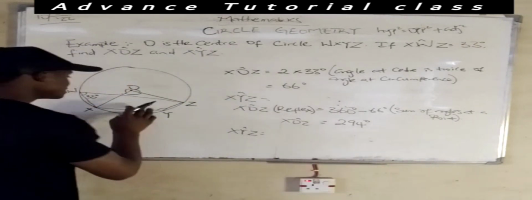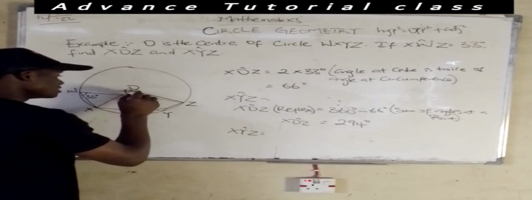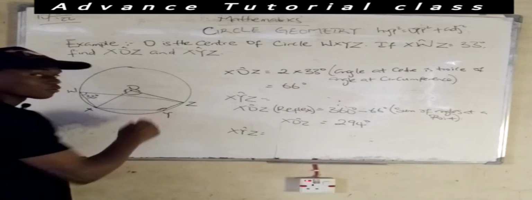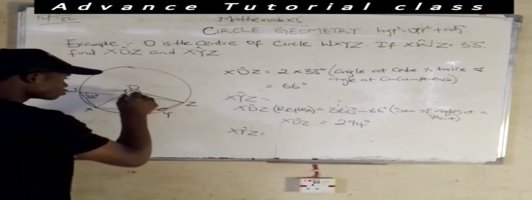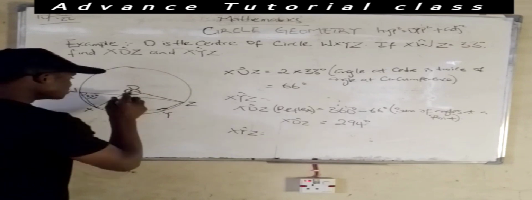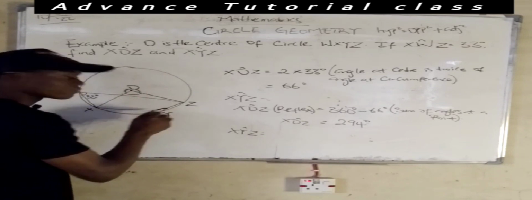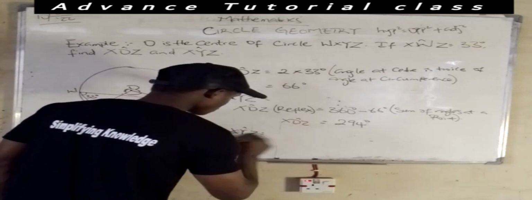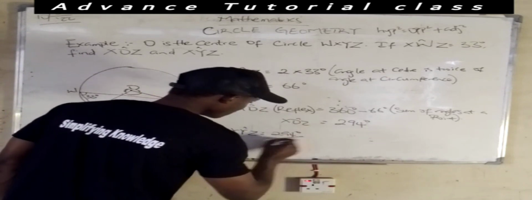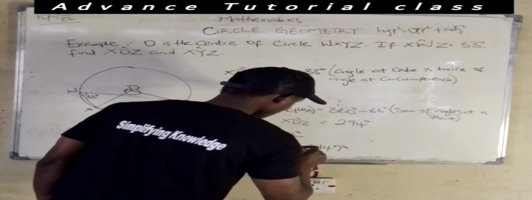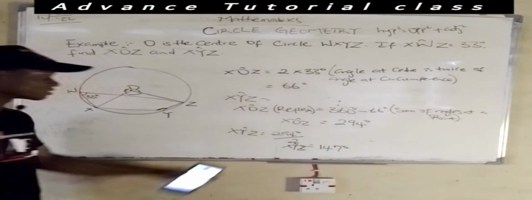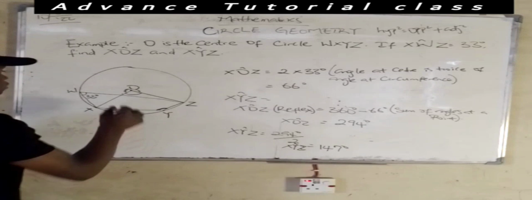XYZ. Remember from our theorem, we said that this angle here is twice this angle. Why? Because it's the side that is facing the angle here. You can see they are all facing the same direction, this one and this one facing upwards. So this means that this one is twice the angle of this. So that means XYZ becomes 294 degrees divided by 2, and that's going to give us 147 degrees. So XYZ equals 147 degrees, while XOZ equals 66 degrees.